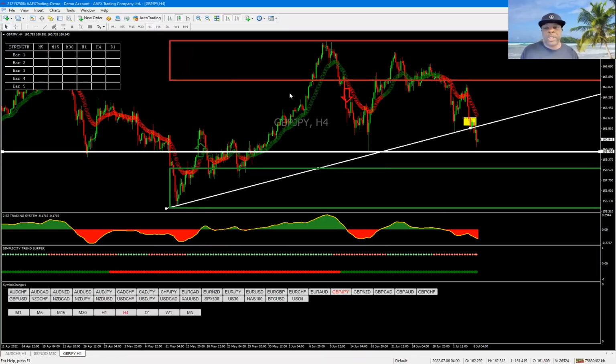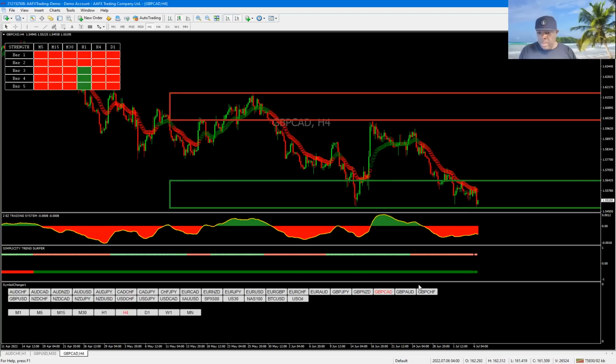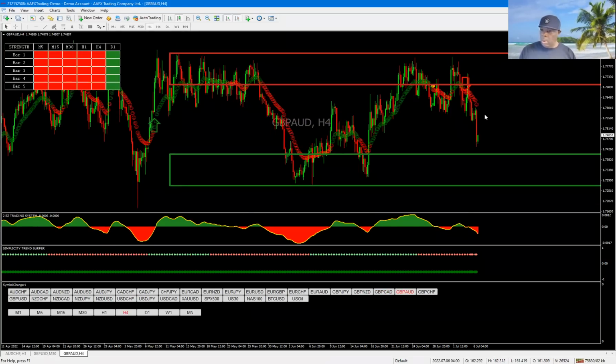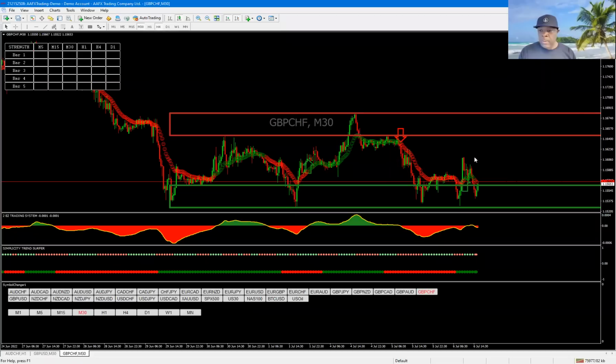So let me check other GBP pairs and see, was this the only one? Because sometimes when you lose a trade, you feel like you're the only one. To negate that, I go to other pairs and say, let me see what's popping off. I go to GBP/NZD, oh, big candle drop. GBP/CAD, big candle drop. GBP/AUD, oh, big candle drop. GBP/CHF, small, but still a significant candle drop right here. And let's go to GBP/USD.